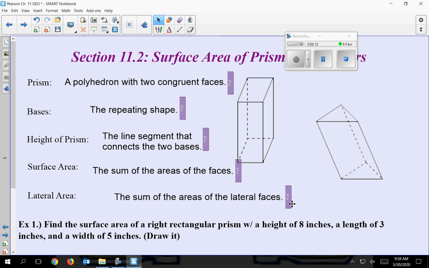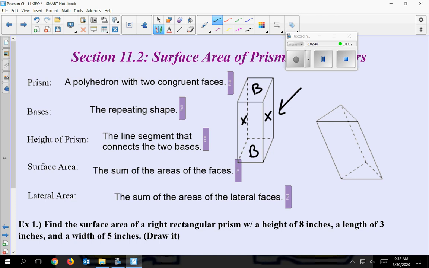For both of these, they are polyhedrons. They have congruent faces. The bases are the repeating shapes. So if you look at this rectangular prism here, it's got repeating bases or shapes, and you could use any one of them. Like what it sits on typically is what I call the base. So it's got a second base that's exactly the same. I could flop this down on its side, and now this one becomes the base and the top becomes the base. It really doesn't matter.